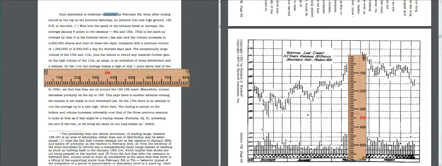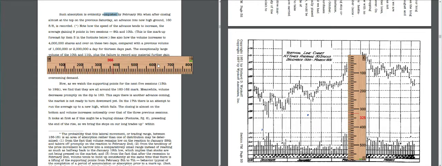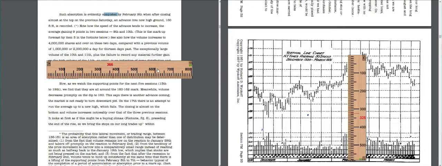So this idea that there always must exist a box at the bottom or at the top of a trend is fake. Right here, some distribution is done in a day. That's one day, and there is preliminary distribution. Or according to what he says, the exceptionally large volume on the 10th and 11th, plus the failure to record any material further gain on the high volume on the 11th, as usual is an indication of some distribution.